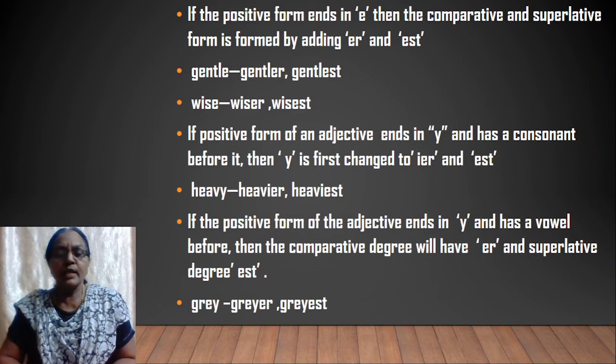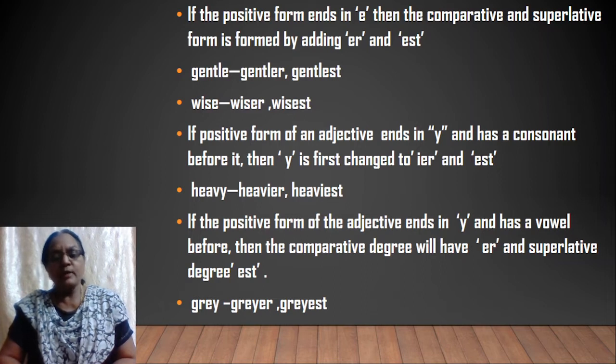Now, moving on to the next word. Now, in the case of gray. Now, gray ends in Y. And just before Y, we have a vowel that is E. Now, in such cases, the comparative degree will have an ER and superlative degree will have an EST. Look at the word gray. So, gray, the comparative degree is grayer and superlative degree is grayest.